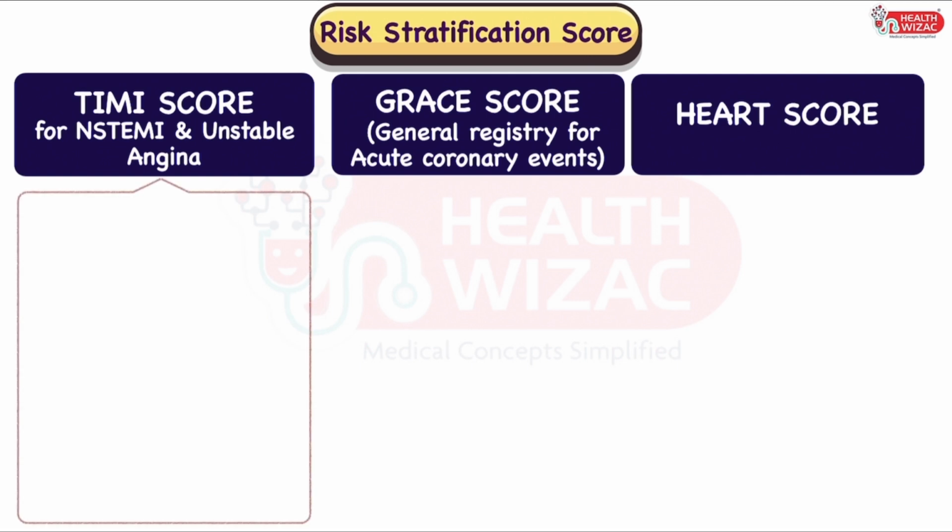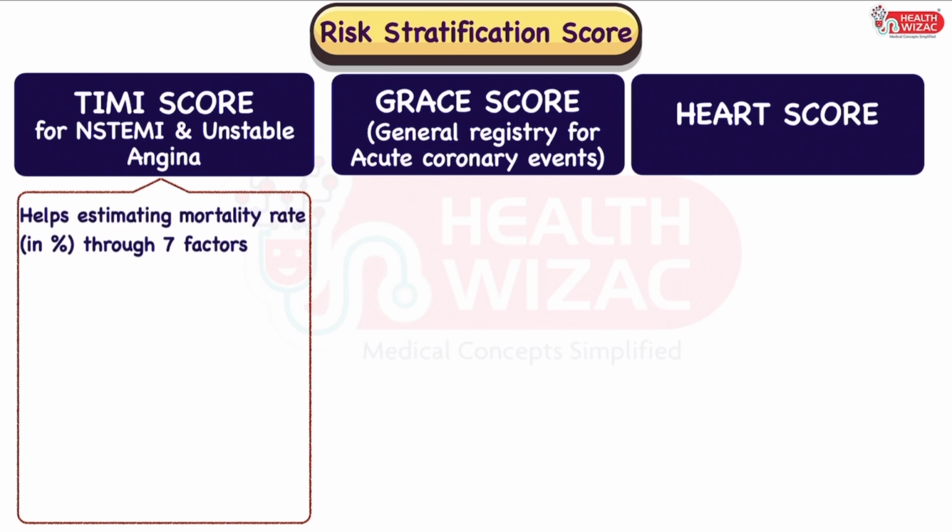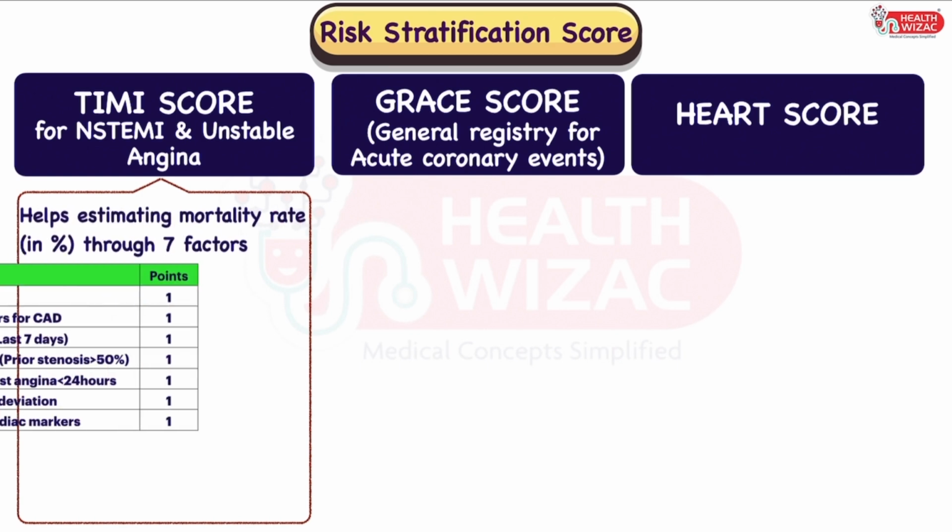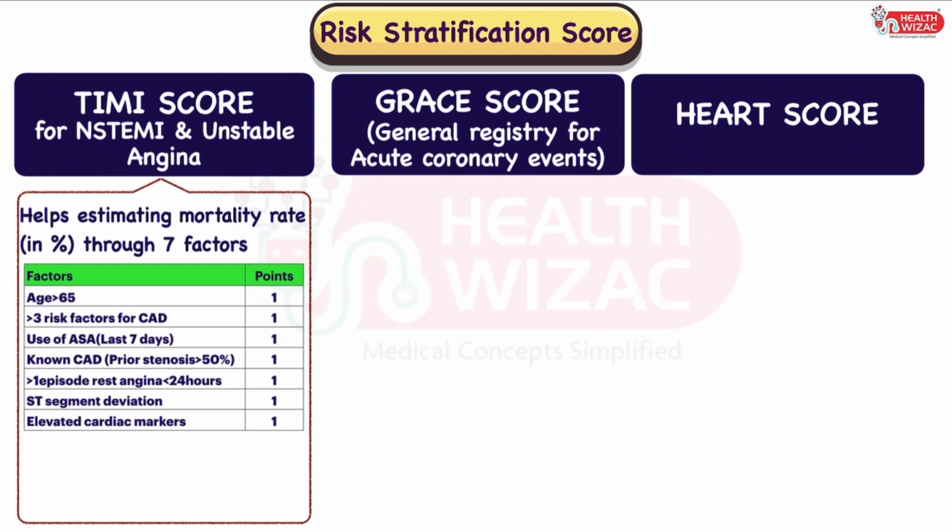The TIMI score, which stands for thrombolysis in myocardial infarction, helps in estimating mortality rates through 7 factors, which include age, risk factors for coronary artery disease, use of aspirin in the last 7 days, known coronary artery disease, episode of resting angina in less than 24 hours, ST segment deviation, and elevated cardiac markers.